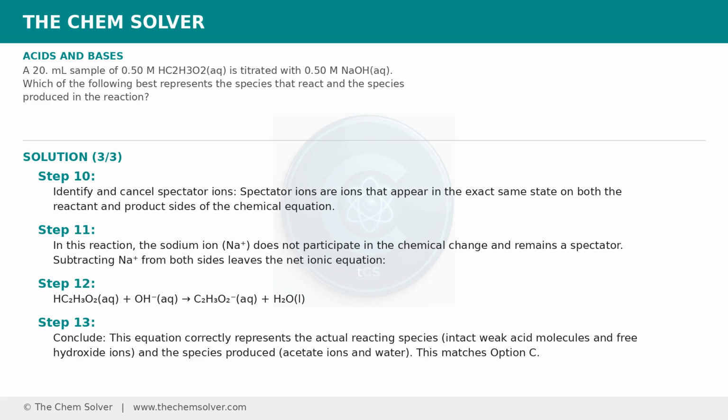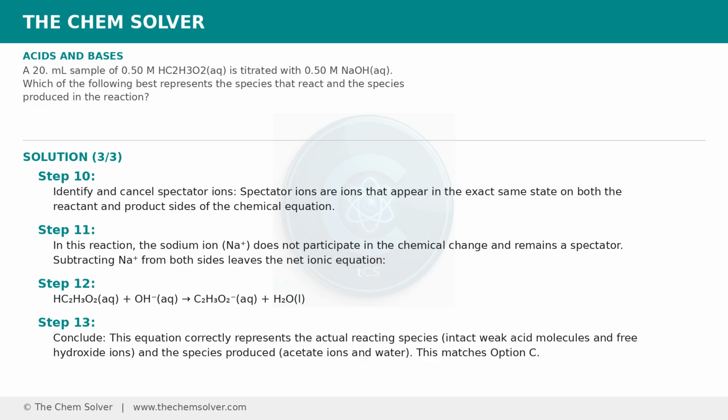Identify and cancel spectator ions. Spectator ions are ions that appear in the exact same state on both the reactant and product sides of the chemical equation. In this reaction, the sodium ion, Na⁺, does not participate in the chemical change and remains a spectator. Subtracting Na⁺ from both sides leaves the net ionic equation. HC2H3O2 plus OH⁻ gives C2H3O2⁻ plus H2O.